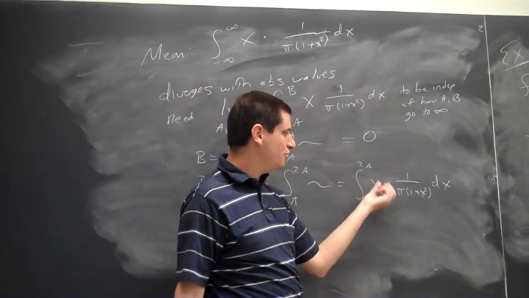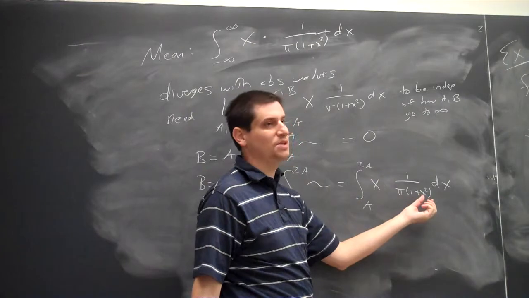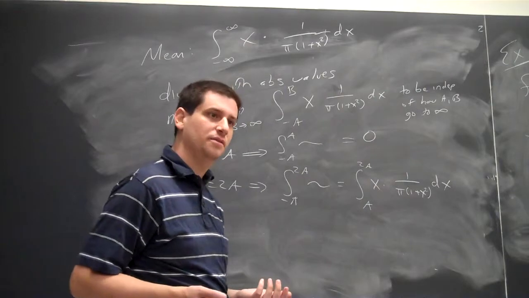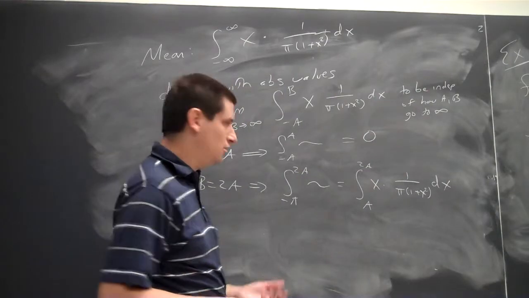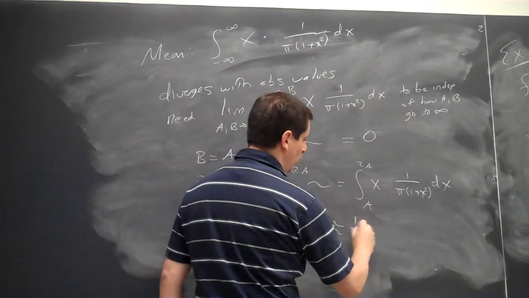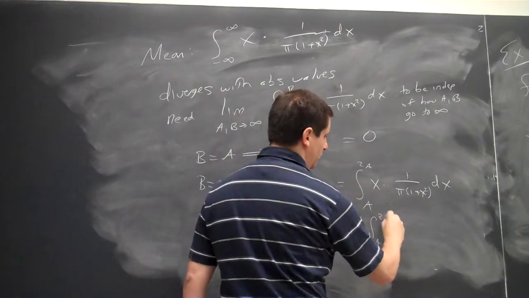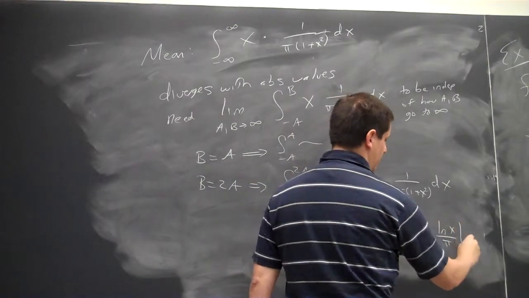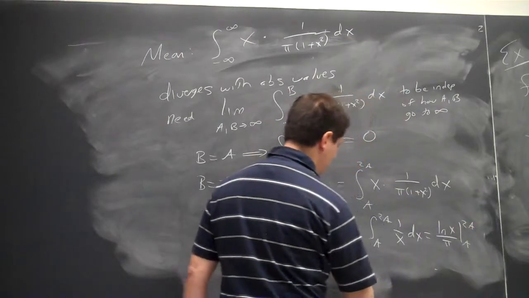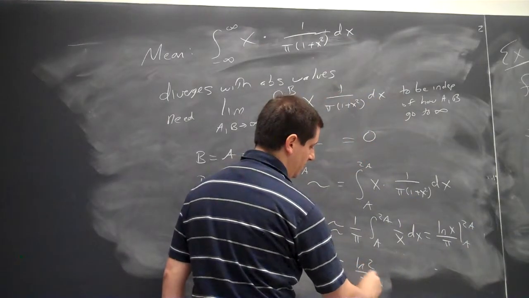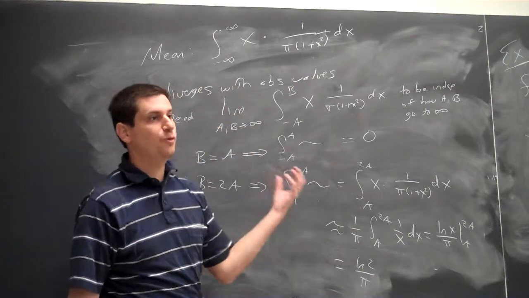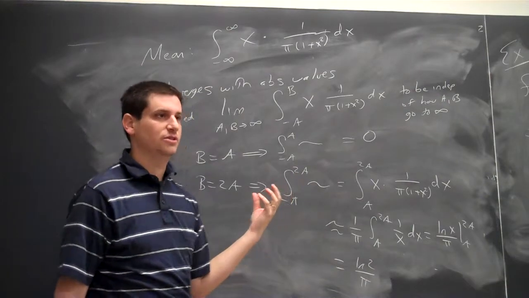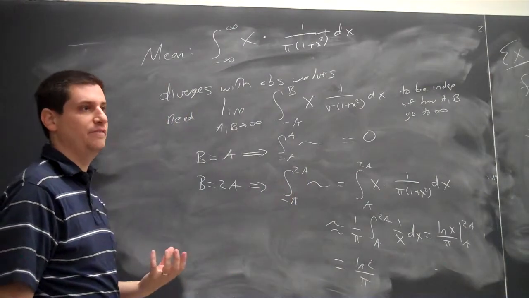Now if you look at this, approximately if a is big, what does x over 1 plus x squared look like? It looks approximately like 1 over x. So this integral is approximately 1 over pi, the integral from a to 2a of 1 over x dx. That's the natural log of x over pi evaluated at a and 2a. And after you do some algebra, you get the natural log of 2 over pi. And so unfortunately, this does not have a mean. Okay, it's sad. It clearly does not have a second moment.